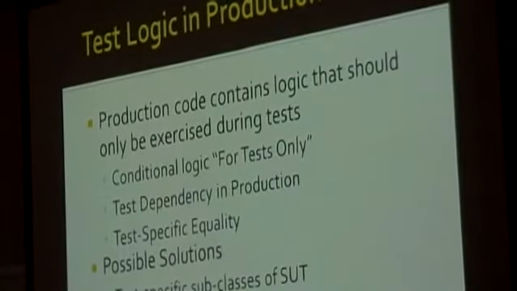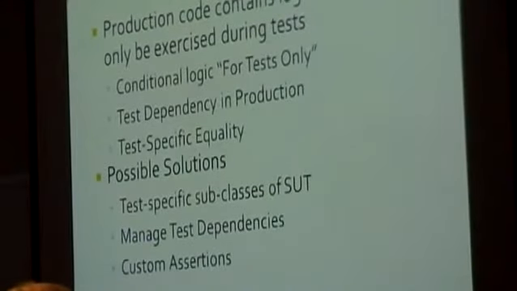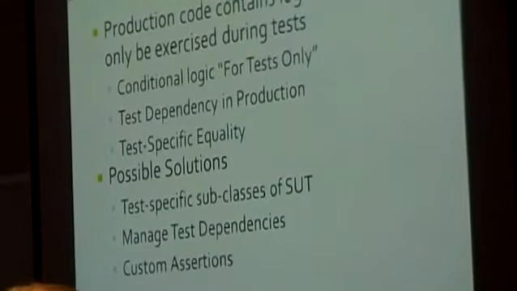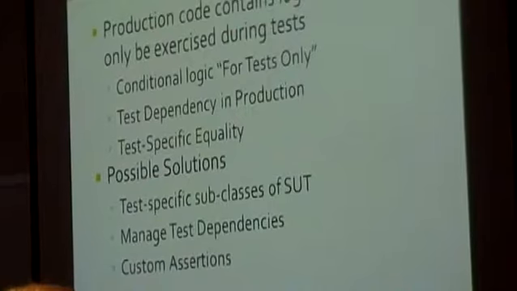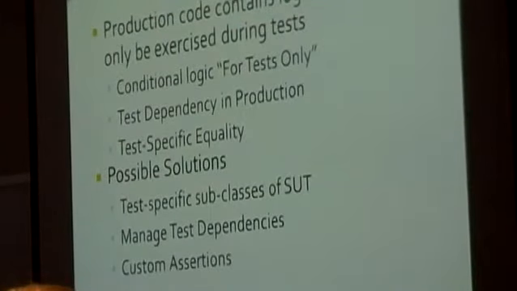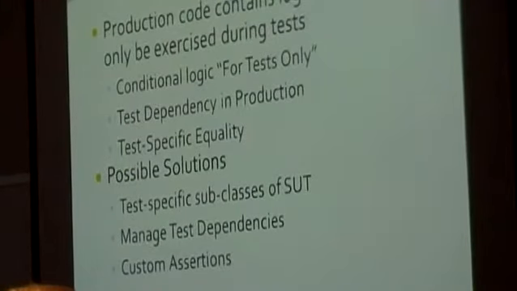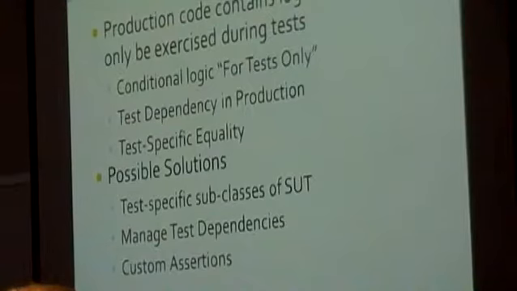Conditional logic for tests only. Test dependency in production, yeah, you don't want that. And test-specific equality. You don't want to introduce code into your production code that's only for testing purposes. If you need your class to behave differently, you're probably using an OO language, so subclass it. Override the behavior. Wrap that behavior so you can test it, so you can get at what you want.